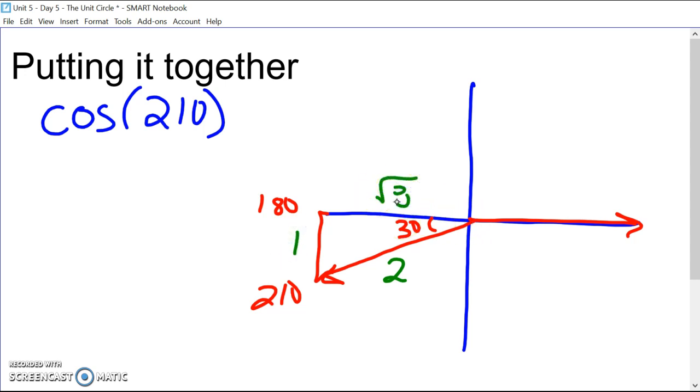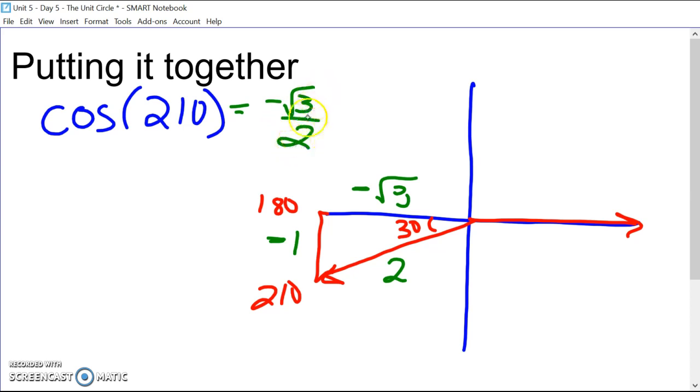The only difference, now that I'm at 210 degrees instead of just 30 degrees, is that these numbers are now negative. This one goes in the negative direction in x, and this one goes in the negative direction in y. And so for something like the cosine of 210, where I'm looking at the adjacent over the hypotenuse, I'd just have negative square root of 3 over 2.